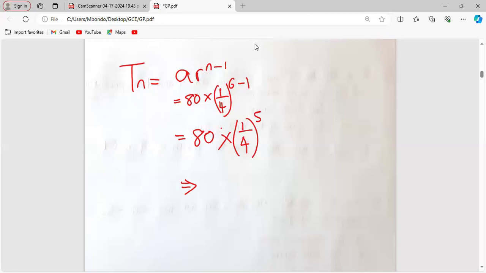So I found 5/64. 5/64. Okay. What about the rest of us? 80 multiplied by... Sorry, I said you punch this on your calculator. Let's see what you're getting. Okay. Yeah. So, about the calculator punching, how do we enter this one?